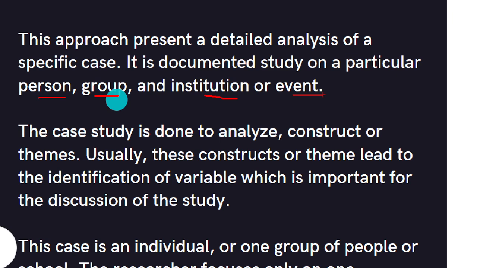So, we want to know the person, the institution. Okay? O kaya naman ay group. So, the case study is done to analyze constructs or themes. Usually, these constructs or themes lead to the identification of variables which are important for the discussion of the study. You want to know ano ba yung mga pointers.